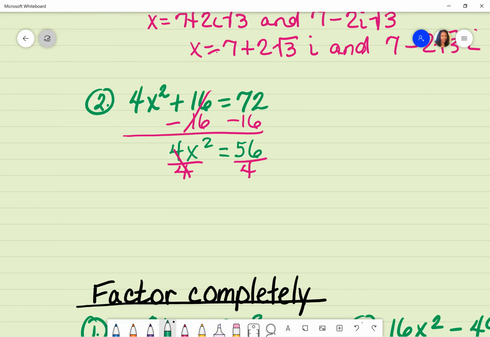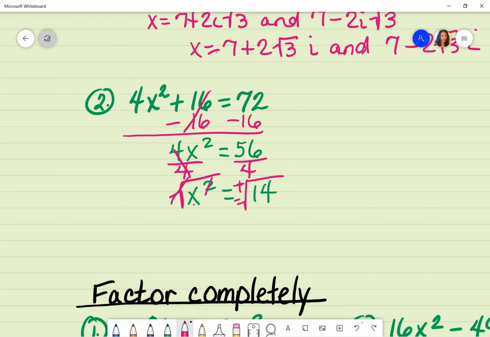And now my x squared variable is by itself. 56 divided by 4 is 14, but this is not x, this is x squared. So in order to get rid of that, the inverse is to take the square root. When I take the square root on that side, it's getting rid of that square. But on this other side, I have to do a plus or minus and then take the square root.